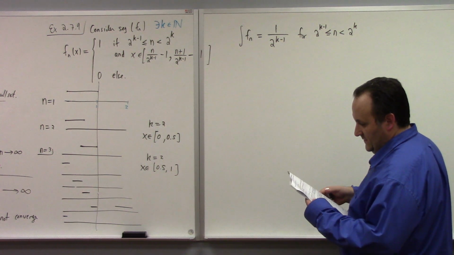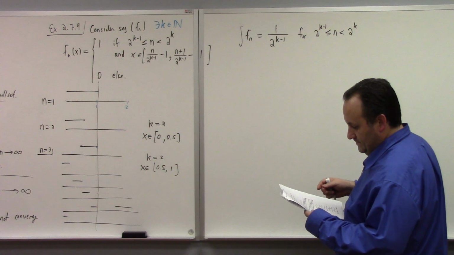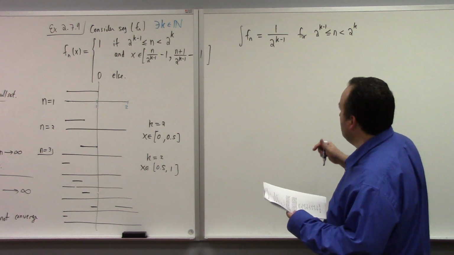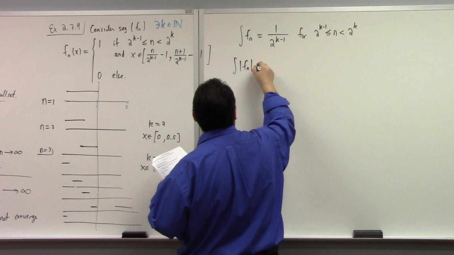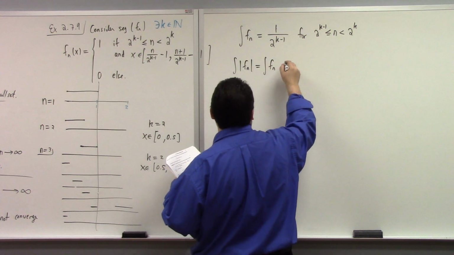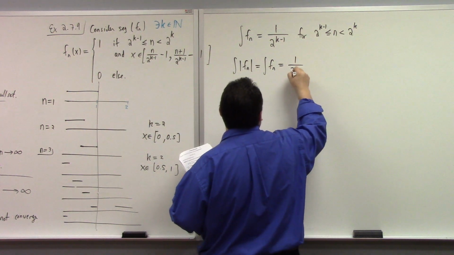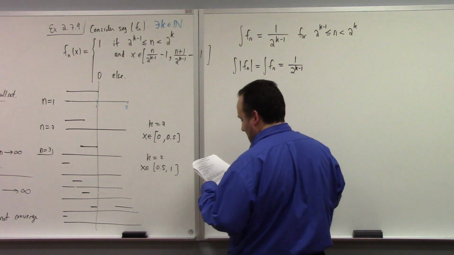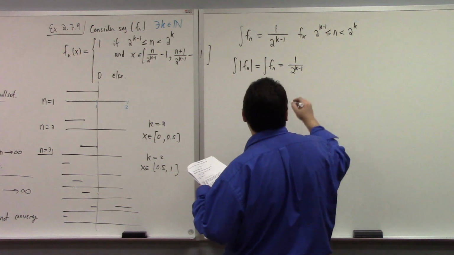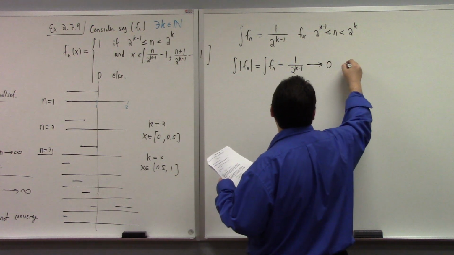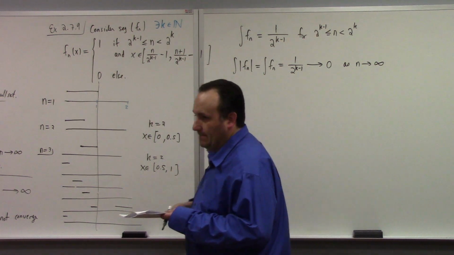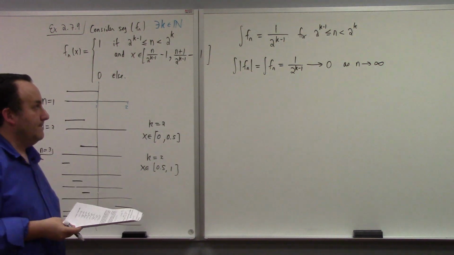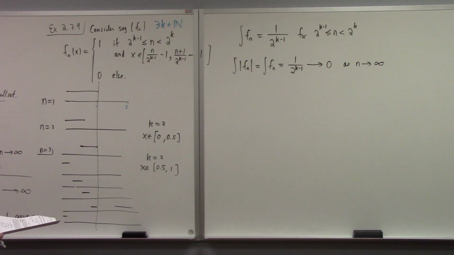So then what does that tell us? He says the integral of the absolute value of Fn is equal to the integral of Fn, because it's positive, and that's equal to 1 over 2 to the k minus 1. And that goes to 0 as n goes to infinity, but you still have to keep making higher k's.